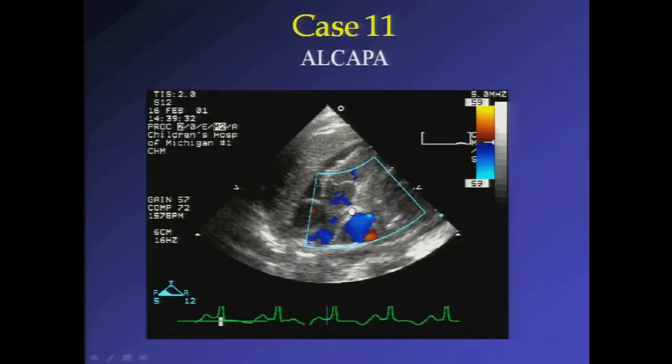So this would be repaired by just reimplanting that anomalous left coronary back onto the aorta. And remarkably, these patients can have complete normalization of their left ventricular function. The patient that I showed here is now actually a junior Olympic caliber swimmer, so has gone on to have complete recovery of her LV function.